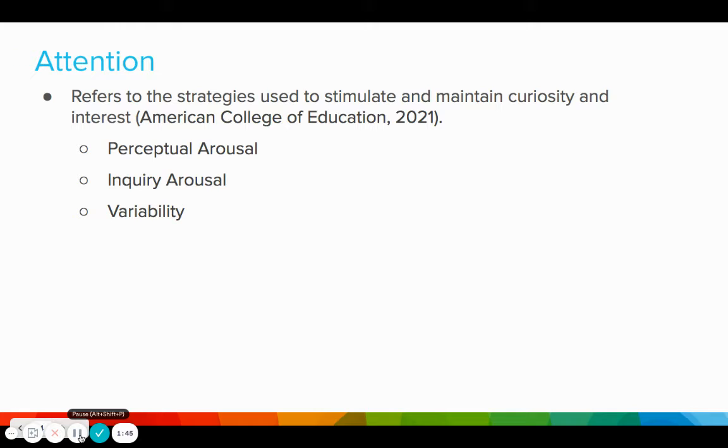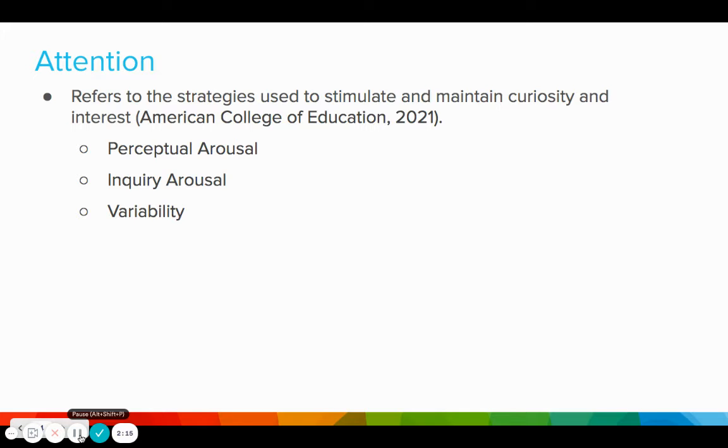Attention is the first step of the ARCS model. Attention refers to the strategies used to stimulate and maintain curiosity and interest. There are 3 specific strategies that I'm going to talk about here. The first is perceptual arousal. Perceptual arousal taps into the sense of novelty or surprise. An example of this might be to put out a mystery bag that contains items relating to your lesson or unit.